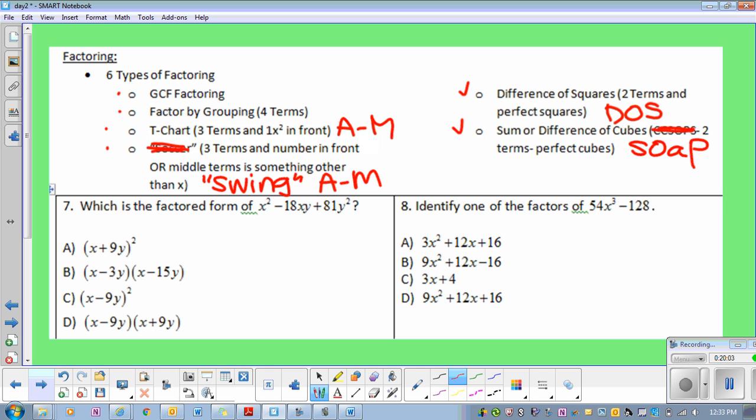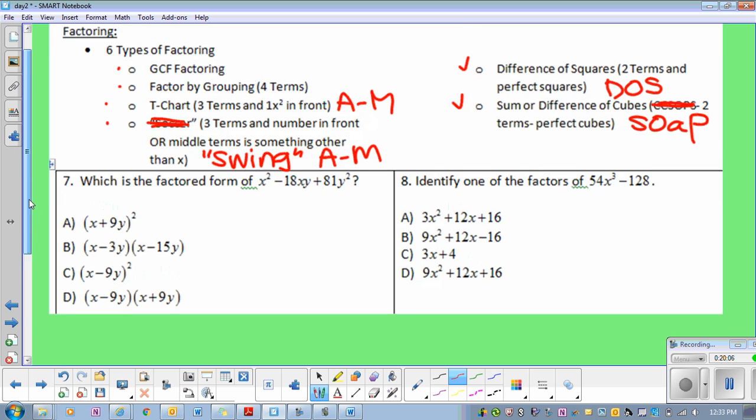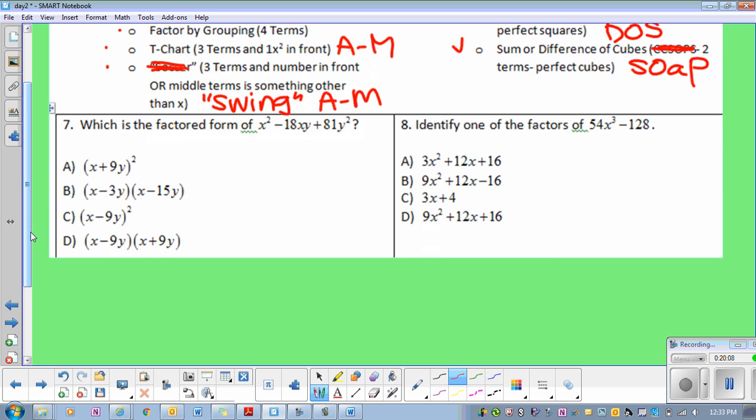So, lots of factoring. Number 7, which is the factored form of x squared minus 18xy plus 81y squared. C. Guys, if it looks funny, like it's not just an x squared, x, and it has y squared, you can use the bring down the first, bring down the last, rewrite the one in the middle, use the grouping way, okay? So I heard C.